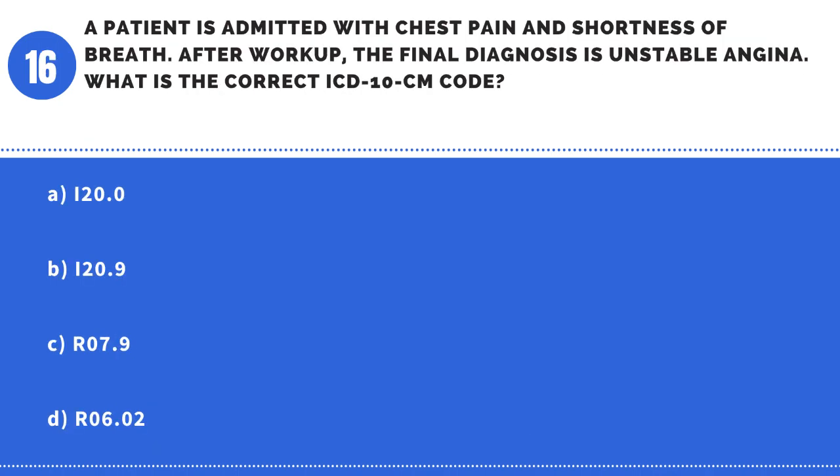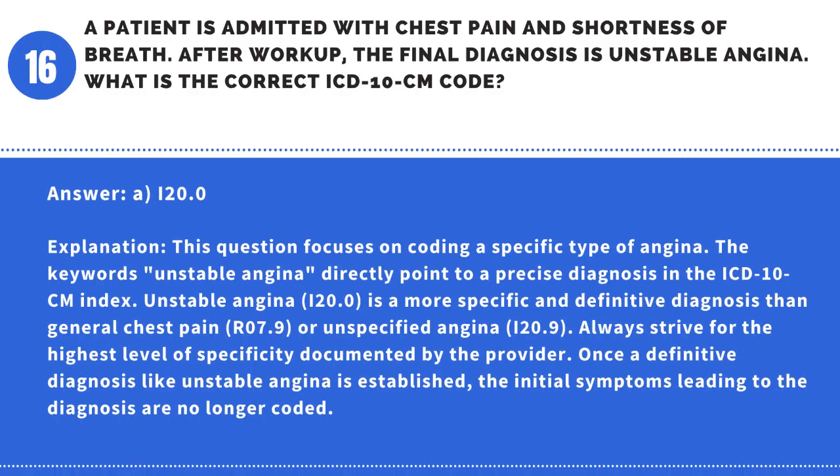Question 16. A patient is admitted with chest pain and shortness of breath. After workup, the final diagnosis is unstable angina. What is the correct ICD-10-CM code? A. I20. B. I29. C. R07.9. D. R06.02. Answer A.